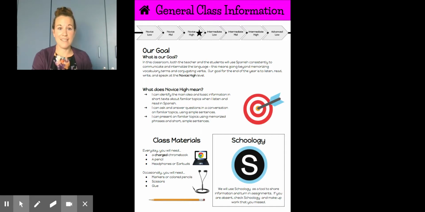Novice high means that they can identify the main ideas and basic information of short text about familiar topics. They can ask and answer questions in a conversation about familiar topics using simple sentences, and that they can present on familiar topics using memorized phrases and short, simple sentences. And that's kind of as an impromptu thing. So things that they practice and prepare for in class, they might be higher than a novice high. But if they were to give a presentation on the spot, that they would be able to use those familiar topics with memorized phrases to answer those questions.